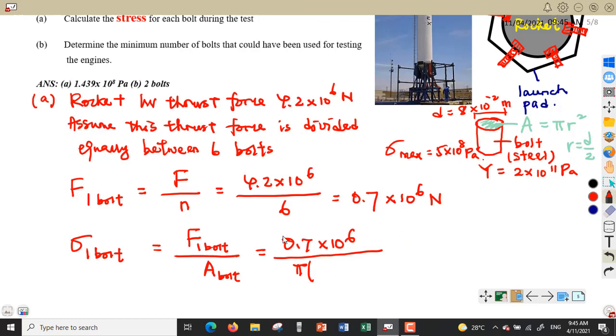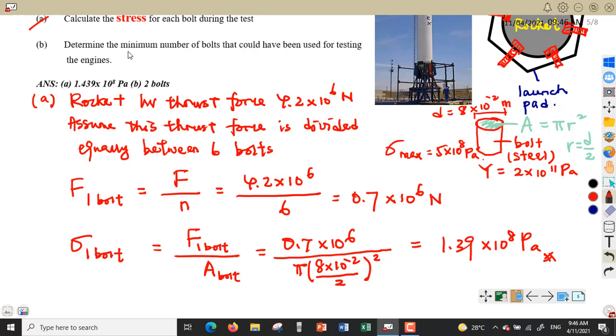So diameter is 8 to the power of negative 2, so we have to divide by 2, then squared. Okay, then pause the video to do the calculations. You should get around 1.39 to the power of 8 Pascal. So this is the stress experienced by each of the bolts during the test firing. Okay, so we are done with question A.